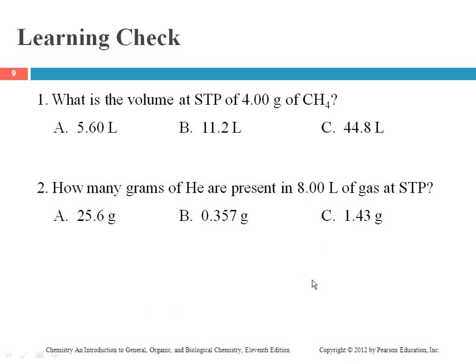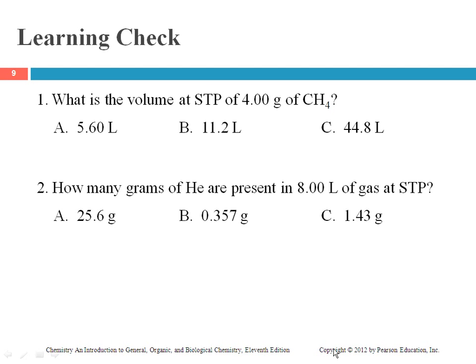The first problem says that we have 4 grams of methane, CH4, at STP, and we want to find the volume. The only way we can relate volume and a quantity is by the molar volume. Here we're given grams. So the only difference between this and the previous problem is that we're going to have to convert from our grams to moles first, and then use this.